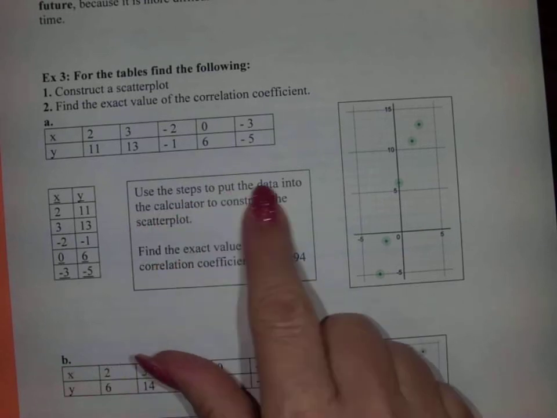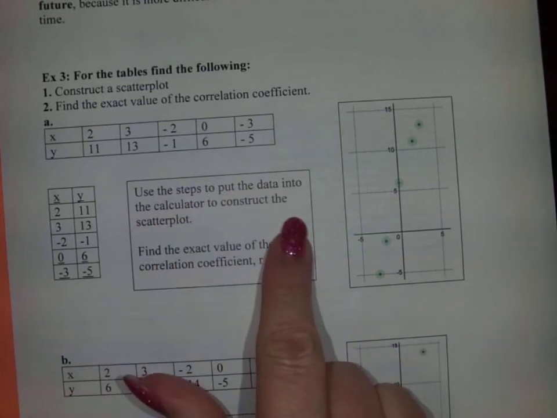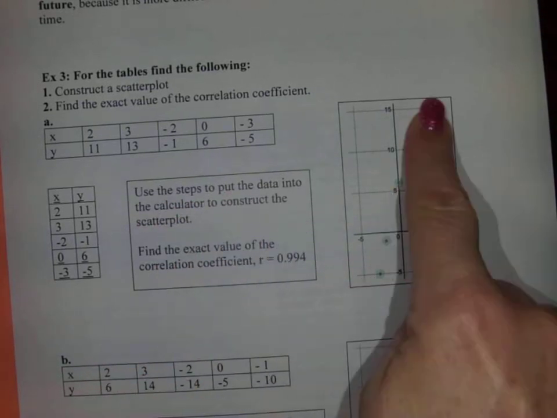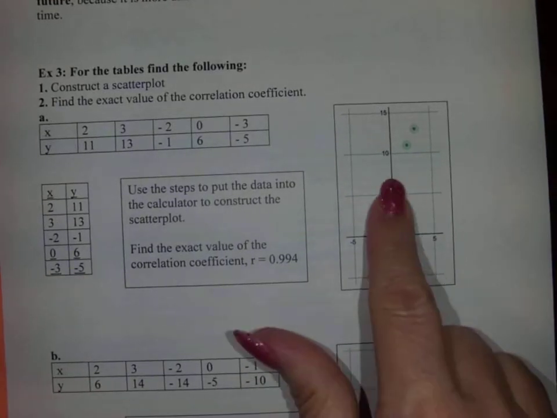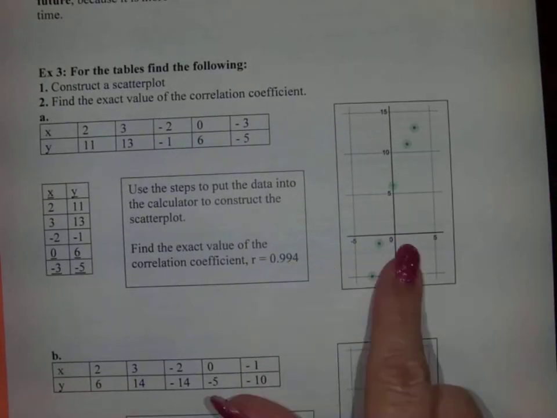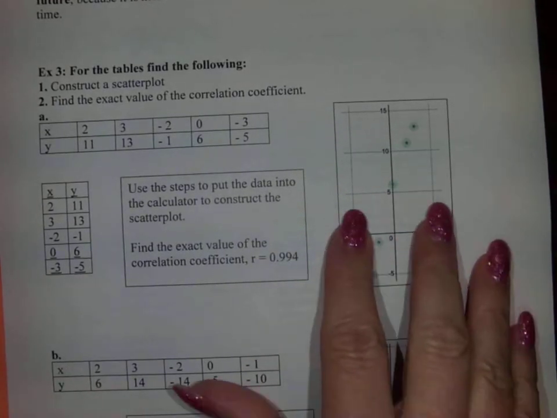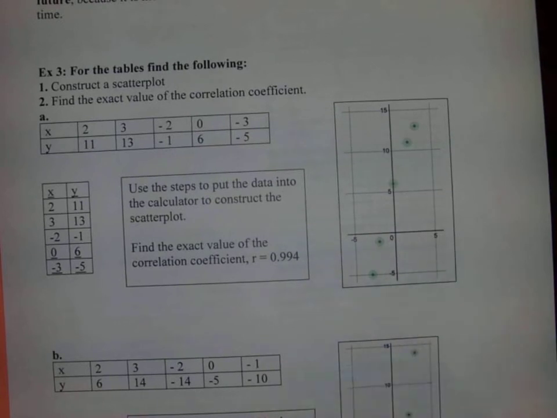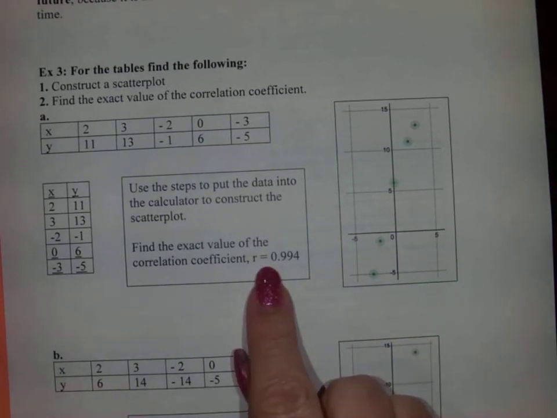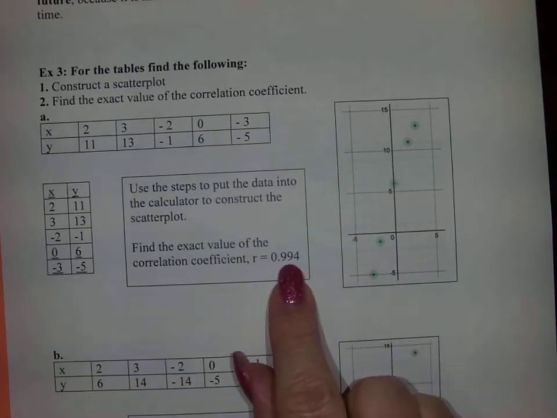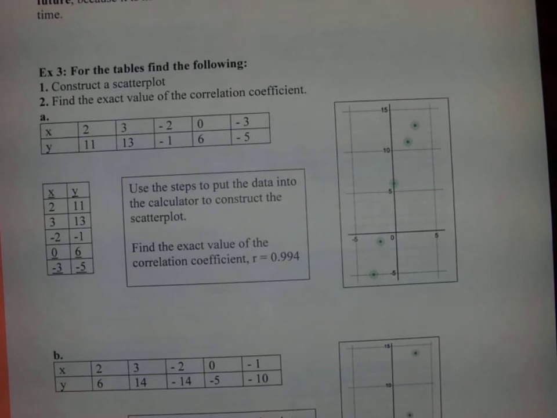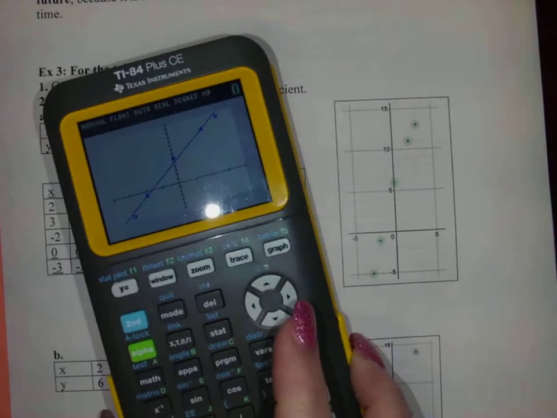We're going to use the steps in Desmos to do it. And this is what the Desmos graph looks like. So it'll have the green circles on it, and you can again change up the view to see it. And the R coefficient you get, whether you use it in Desmos or on the calculator, is R equals 0.994. Okay? So now, that is part A.